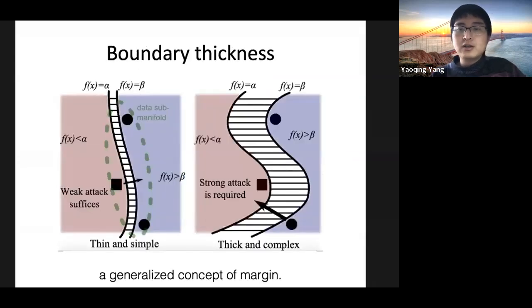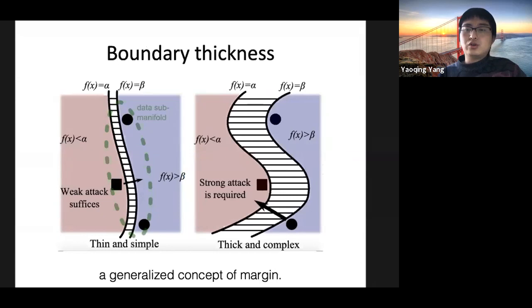Okay, so today I'm going to propose a new concept of neural networks called boundary thickness. This is a generalized concept of margin, and is strongly correlated with robustness and overfitting in adversarially trained neural networks.